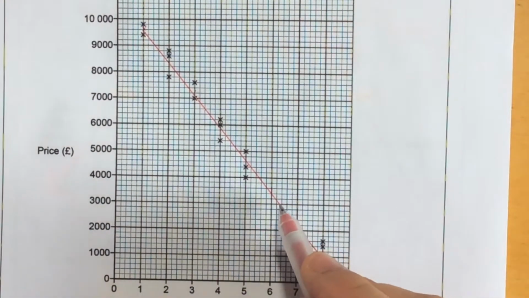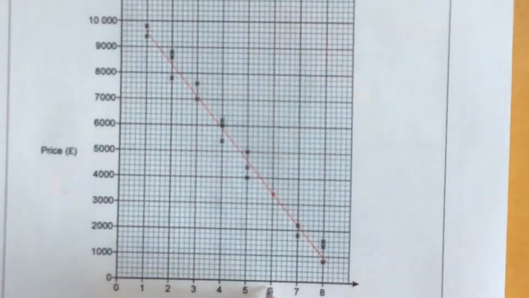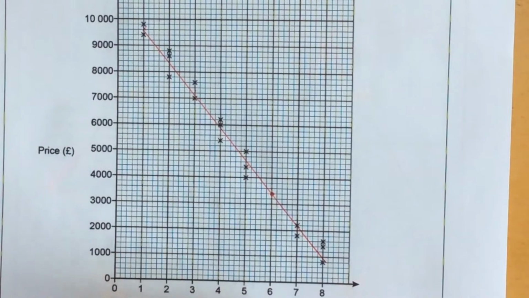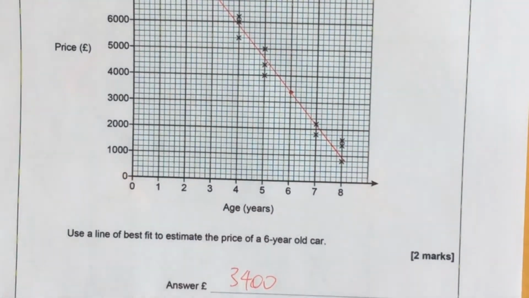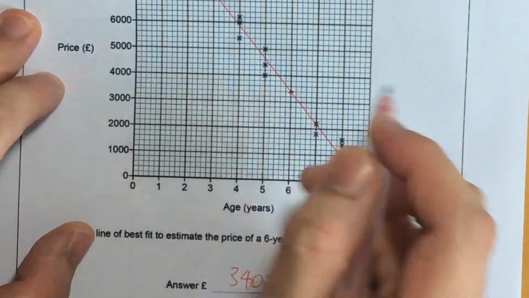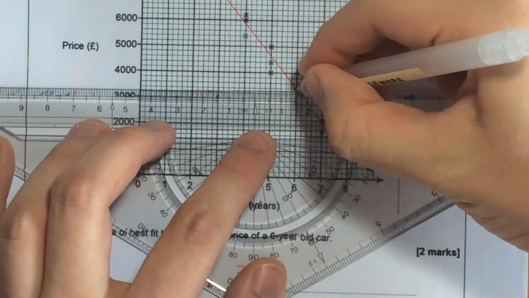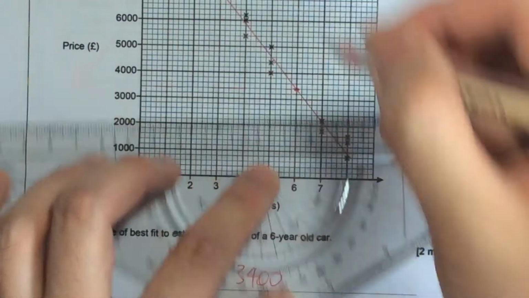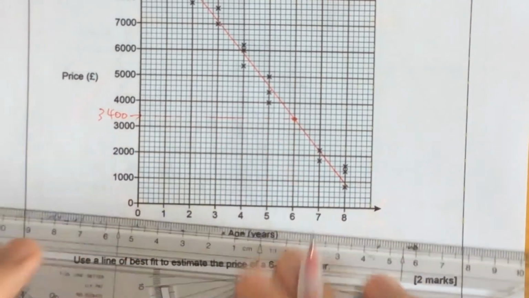So for 6 years, we can see we intersect at this point. It's 3,400 pounds. So for this part, we just write 3,400. Because if you use a ruler and put it back here for 6 years, you'll get this, which is 3,400 pounds.